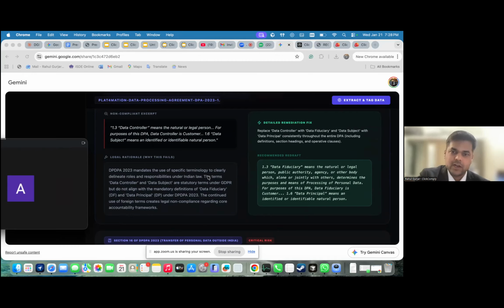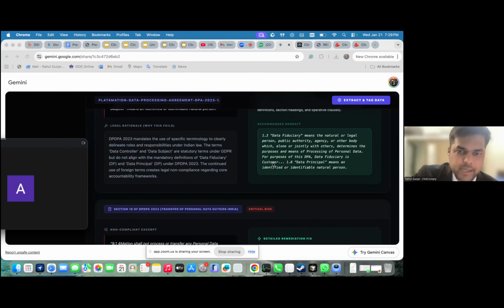And the legal rationale behind this is that the DPDP mandates the use of specific terminology to clearly delineate roles and responsibilities under Indian law, which are the terms that have been used under our act. They essentially mean the same thing, but because our act specifically calls it a different name, those exact wordings have to come into the contract for it to be specifically compliant with the DPDP. Because, like you see, this says the continued use of foreign terms creates legal non-compliance regarding core accountability frameworks.